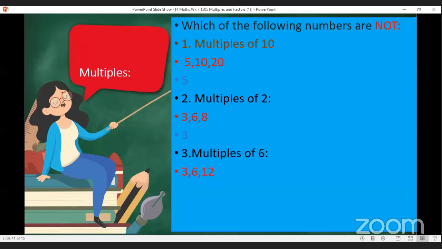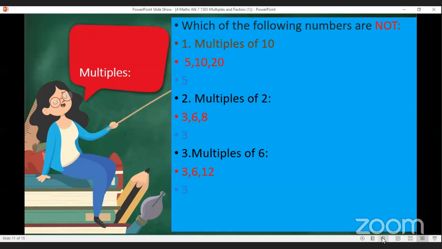And then multiples of 6, which one is not a multiple of 6? 3, 6, and 12, which one is not a multiple of 6? Okay, the answers were there already. Yes, you guys said 3. Yes, you are right. All of you are right. So 3 cannot be a multiple of 6 because 3 is less than 6. When we count in sixes, we do not say 3, guys. We don't say a number that is less than that number. So 3 is not a multiple of 6.